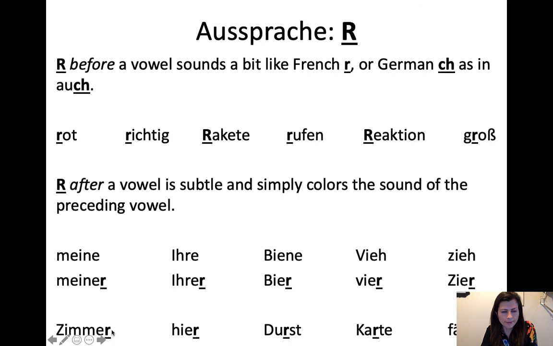Oh yeah, Zimmer, hier, Durst, Karte, Pferd. Yeah.